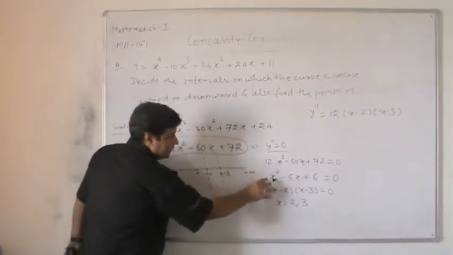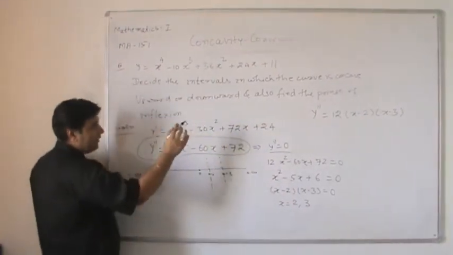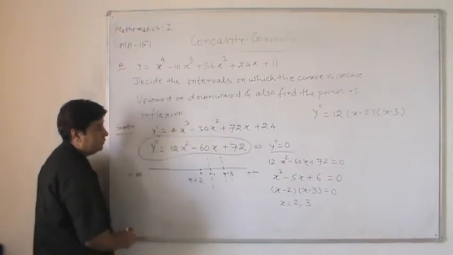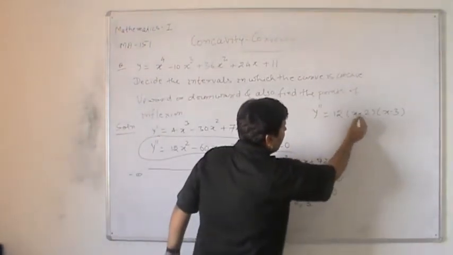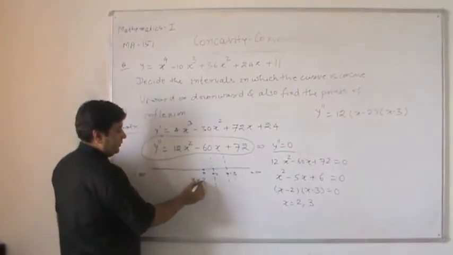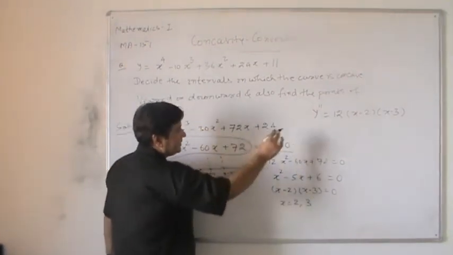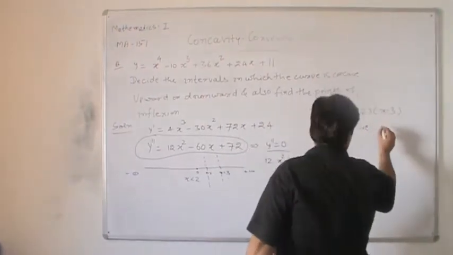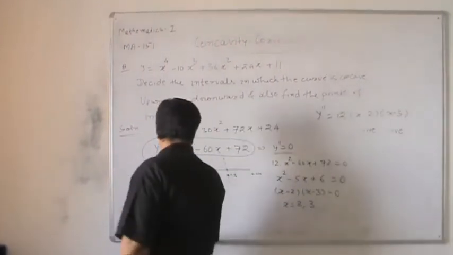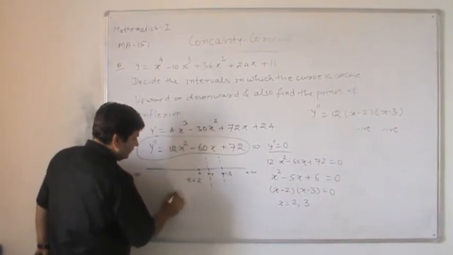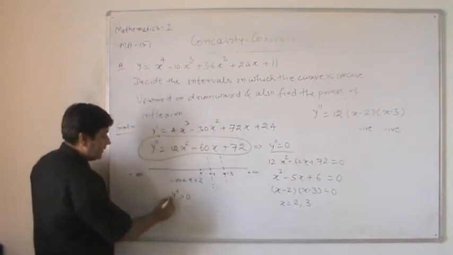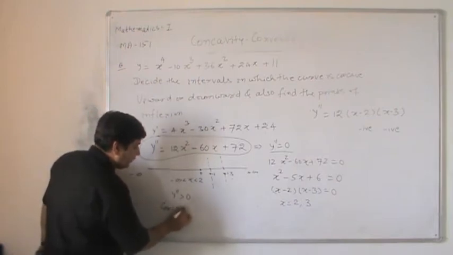Now when your x is less than 2, then x minus 2 will be negative, and x minus 3 will also be negative. So your y double dash will be positive. So here in this interval, when your x is between minus infinity and 2, your second derivative will be positive, so your curve will be concave upward.